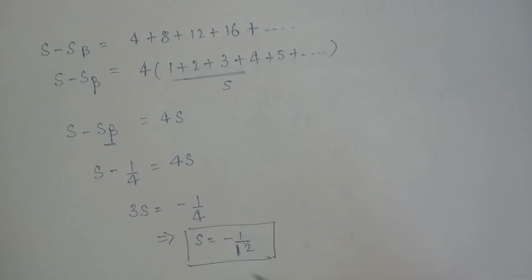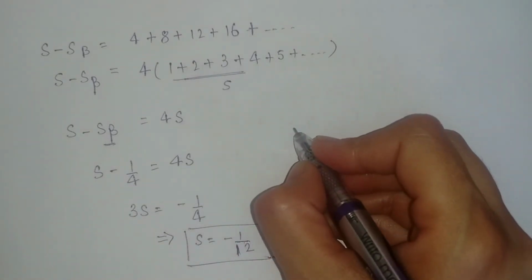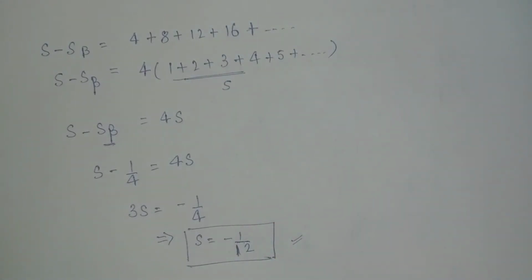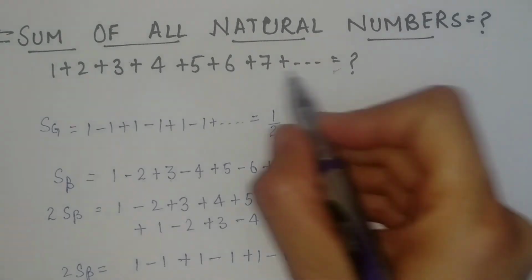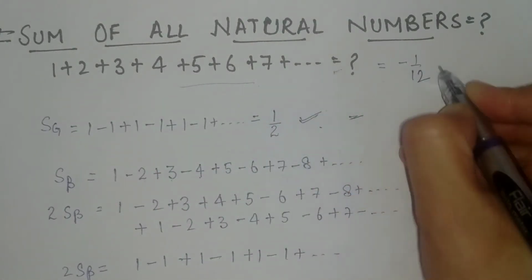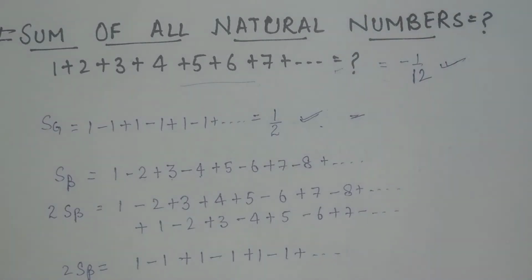So basically what was S? S was 1 plus 2 plus 3, meaning the sum of all natural numbers, and it's coming out as minus 1/12. So not only is it not an infinite series, which we expected, but it's a negative fraction.